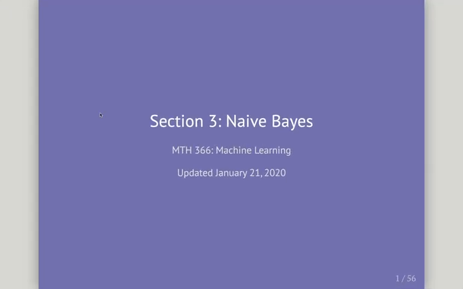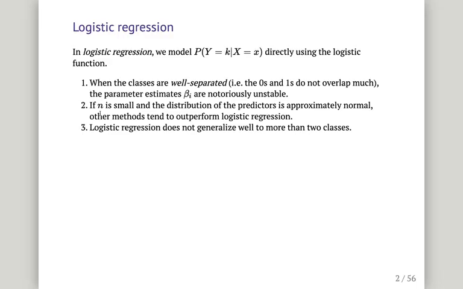All right, so welcome back to section 3, naive Bayes. Where we left off on Tuesday, we talked a little bit about why logistic regression might not be the best model for a particular classification problem. Again, when classes are well separated, when there's a big distinction or gap between the zeros and ones, logistic regression is pretty unstable. If we have a small sample size, other methods do tend to perform better, but most importantly, logistic regression is limited in terms of the predictions that we can make. We can only predict for 2 classes, certainly can't handle 3 classes or more.